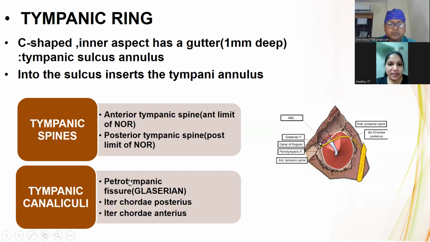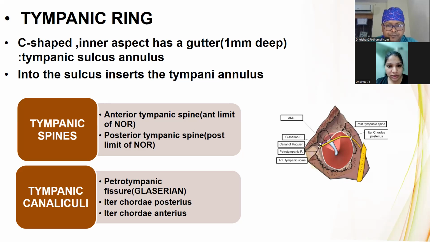Tympanic membrane. The tympanic membrane is C-shaped. The inner aspect has a gutter that is 1 mm deep, the tympanic sulcus, and the annulus. The tympanic membrane is fixed inside the annulus, which forms a thick osteocartilaginous ring, with the sulcus inserted into the annular ligament. Then there are the tympanic spines and the tympanic canaliculi.